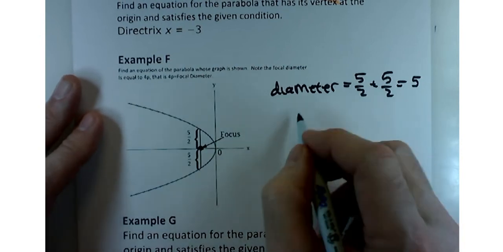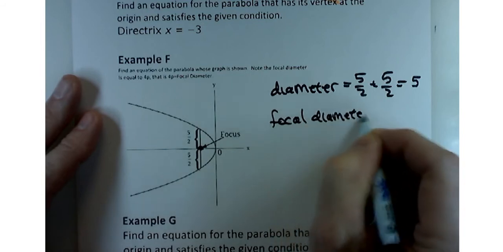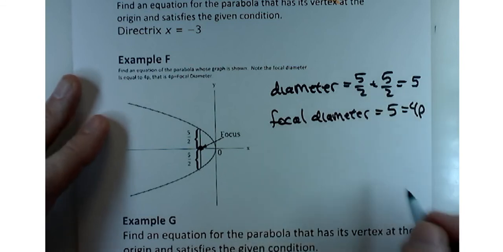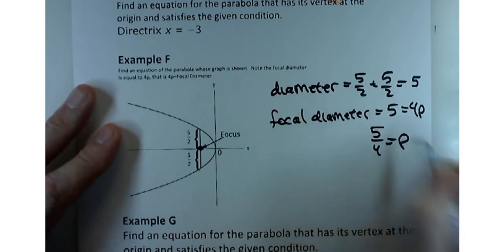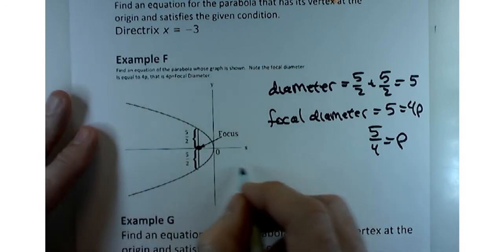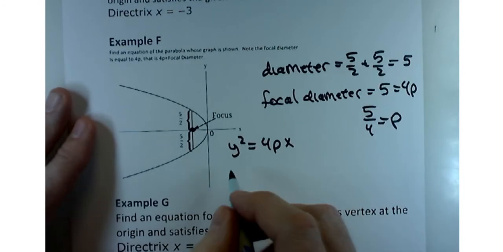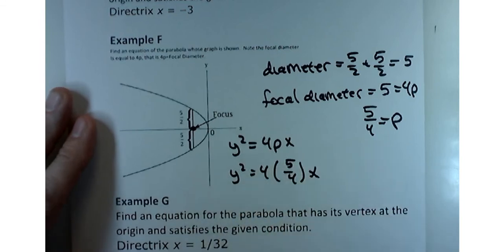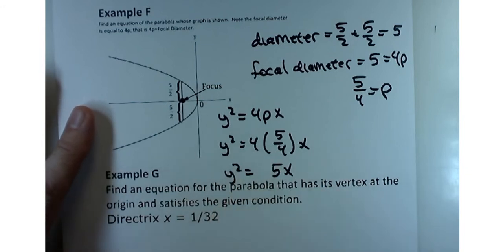Now the focal diameter is 5, and that's equal to 4 times p. So we can solve for p from here. 5/4 equals p, and now we're in good shape. So again, let's put that into y squared equals 4 times p times x. So y squared equals 4 times 5/4 times x. The 4's are going to cancel, so we're going to get y squared equals 5x.